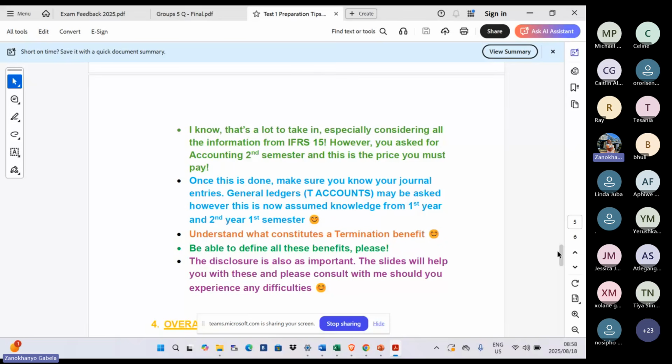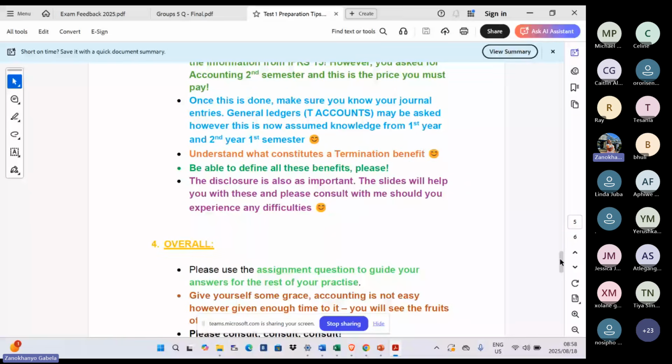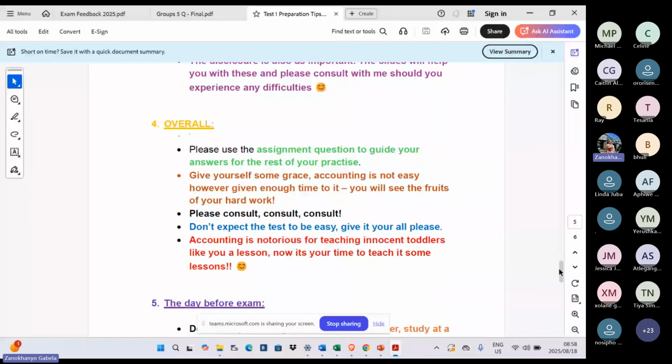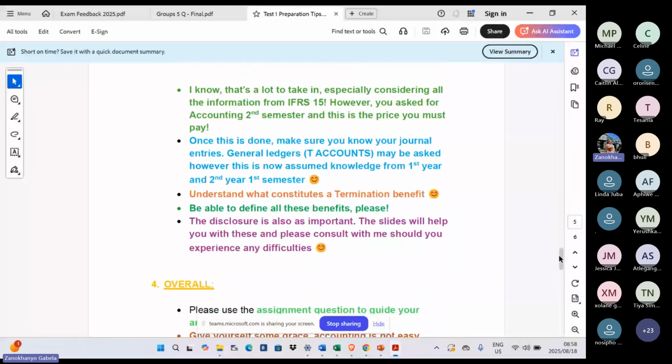Right. And then let me just check there. Be able to define this. The disclosure is important overall. Okay, perfect. This is for you to study. That's not for me. Right.